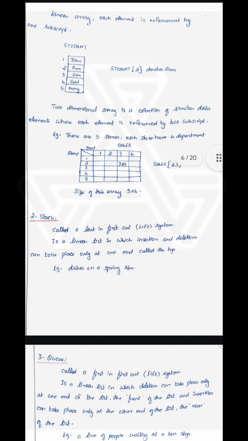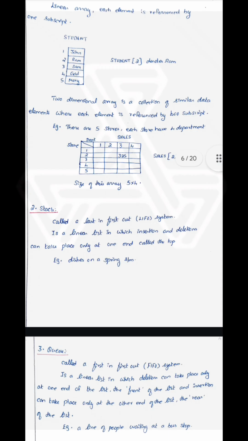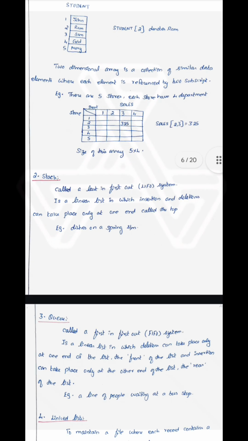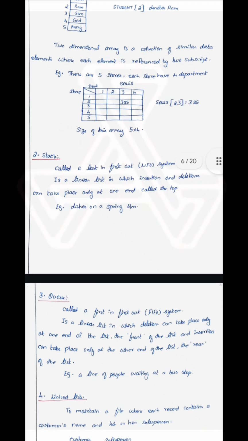A two-dimensional array is a collection of similar data elements where each element is referenced by two subscripts. There are 5 stores. Each store has 5 departments. There is store and sales. Sales of 2, 3 will be 325. The size of the array is 5 cross 4.